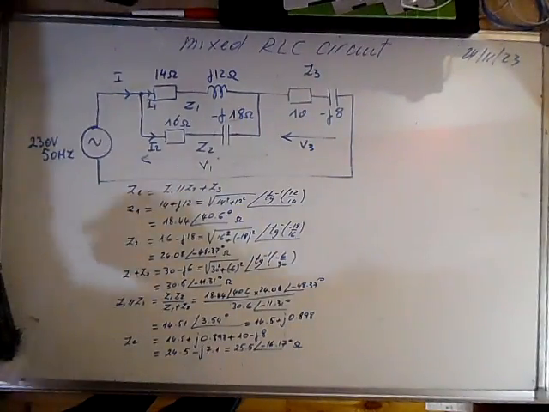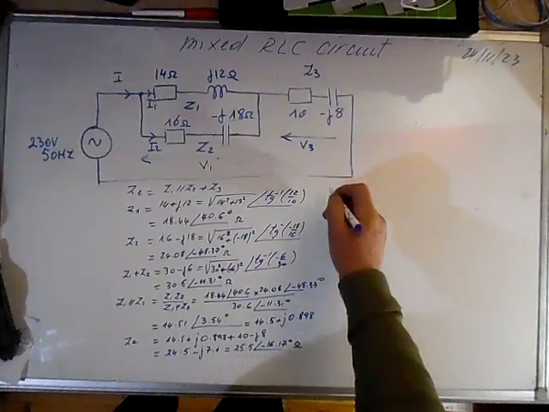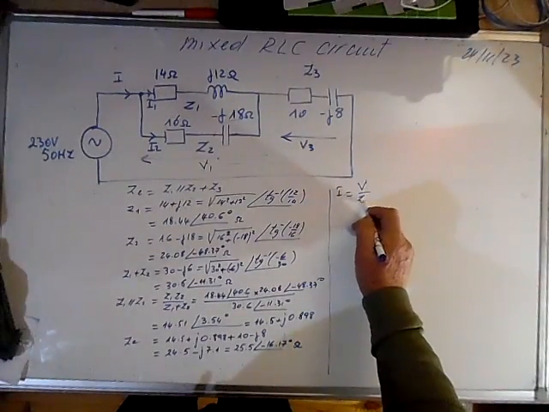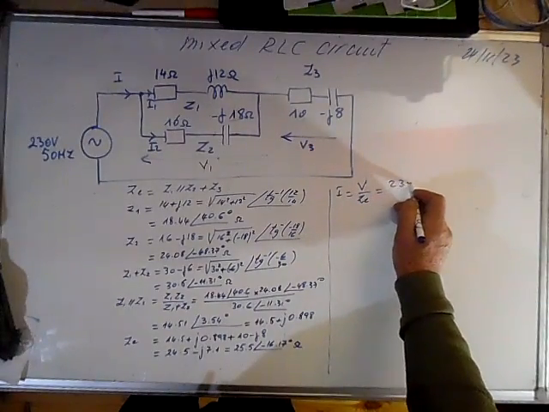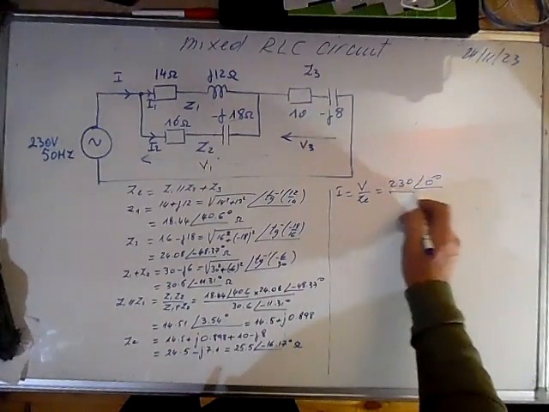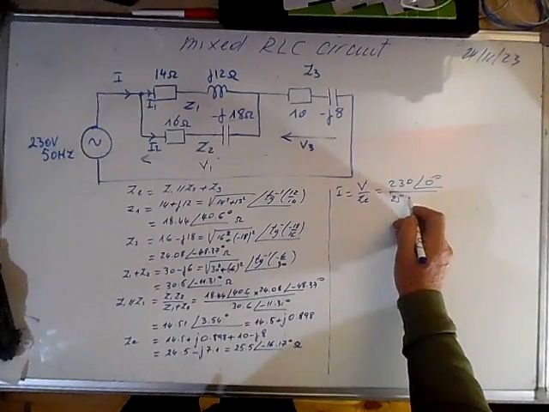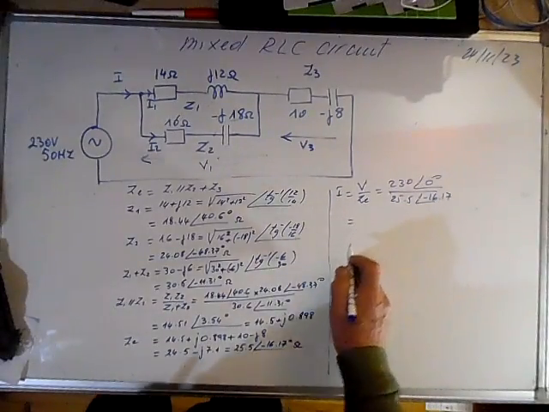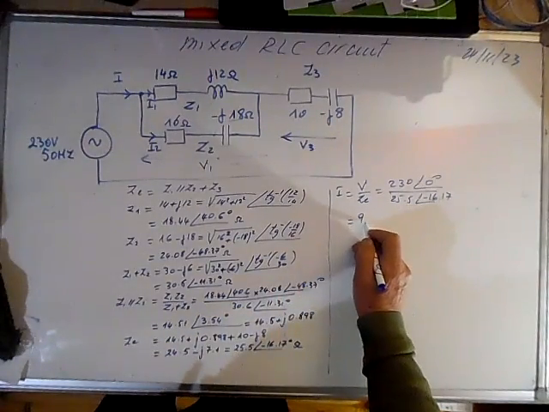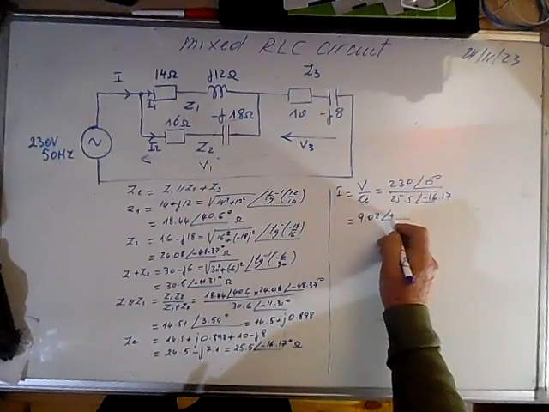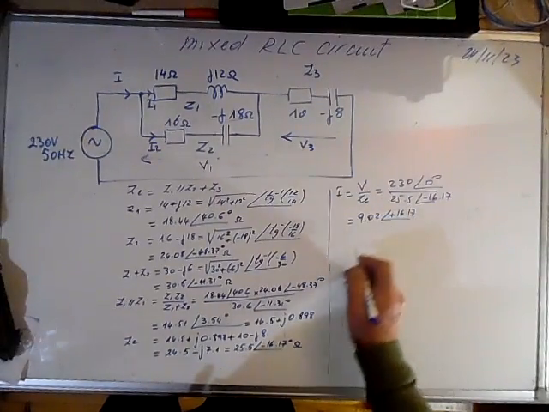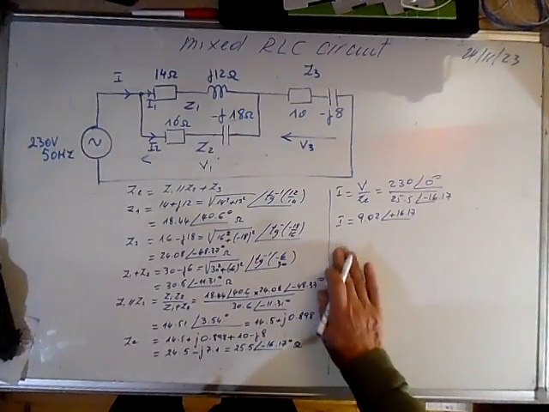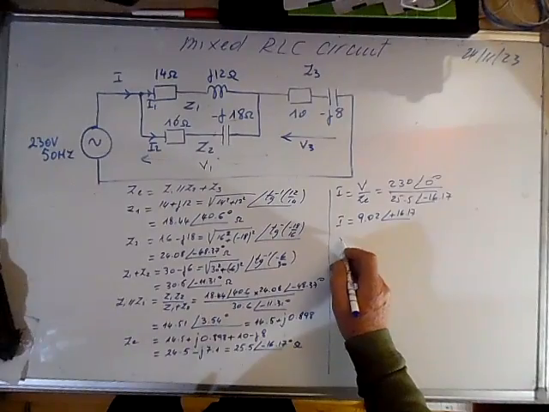Now we can calculate the currents. The main current is equal to V over the equivalent impedance, and it's 230 divided by 25.5 minus 16.17, and this will give us a current of 9.02 at 16.17 degrees. Knowing this current, we can calculate V1, which is equal to V2.